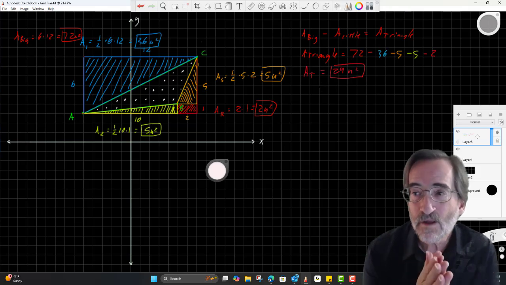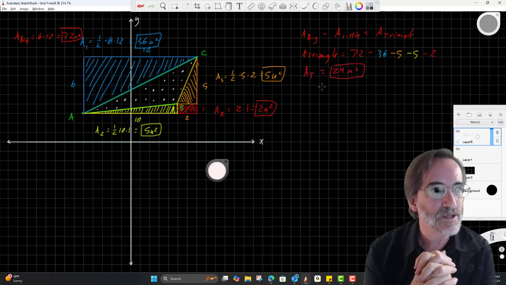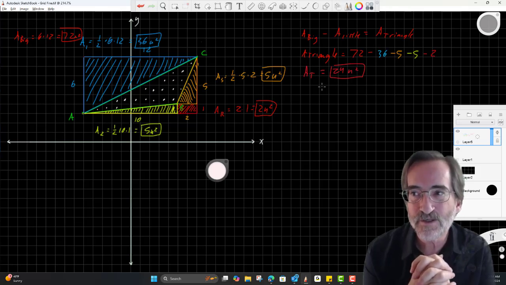All right, so that's one way. And there is another way using trapezoids. I'll save that for another video.